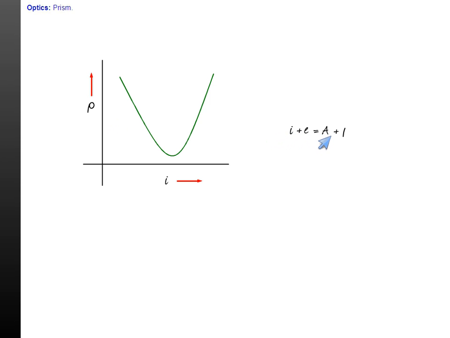Because in this equation I plus E equals A plus rho, if you replace I by E and E by I, in that case also the equation remains unchanged. That is, the equation is symmetrical for I and E. And therefore, you see, for a given angle of deviation, two values of angle of incidence are possible. How come? Let's understand it once again.